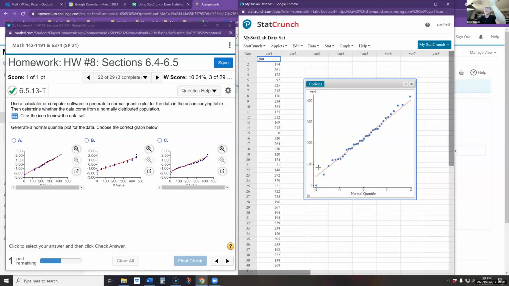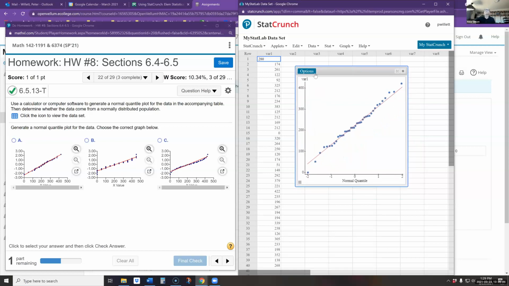Now, switching the axes has nothing to do with whether the points lie reasonably close to a line. So you don't need to change from the default to make that conclusion. But if you're comparing to graphs that they've made, you might want to switch the axes, which you can also do. So let me show you how to do that.